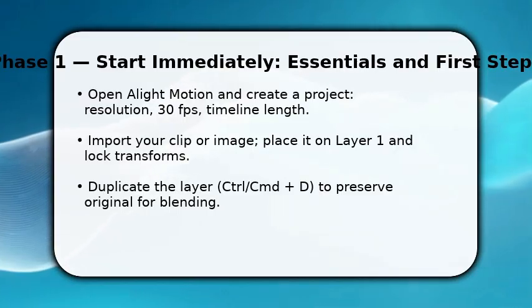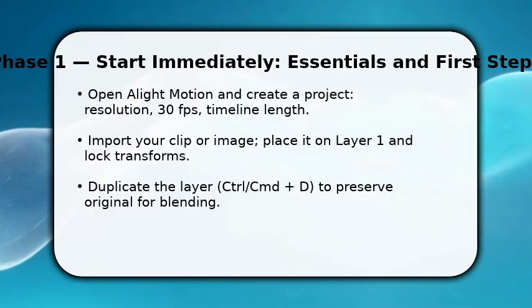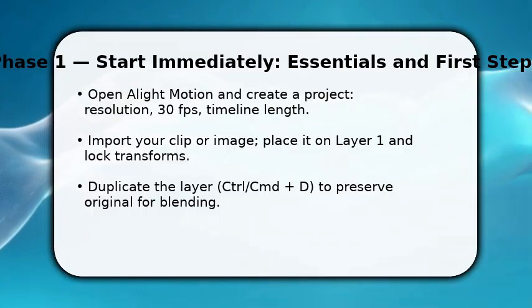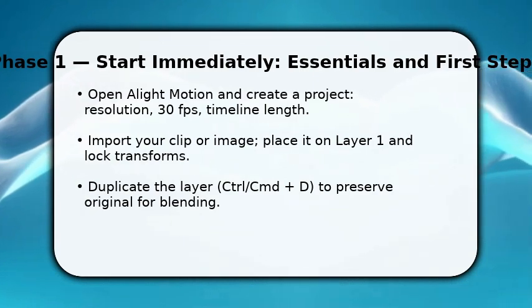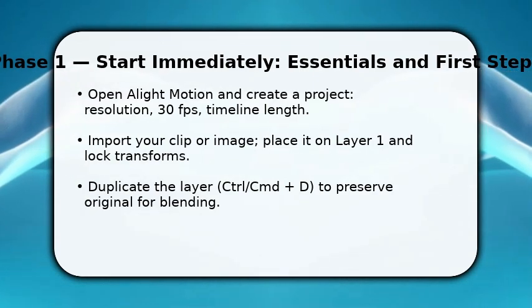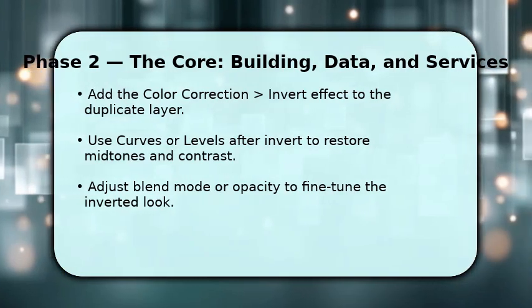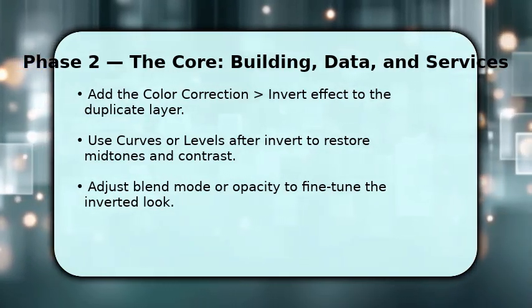Next, select the top duplicate and open the effects panel. This is where you'll build the invert. Make sure to disable any auto-correction presets first, because those change values and make inversion unpredictable. With the duplicate selected, add the color correction invert effect. You immediately see colors flip, which is the core step.